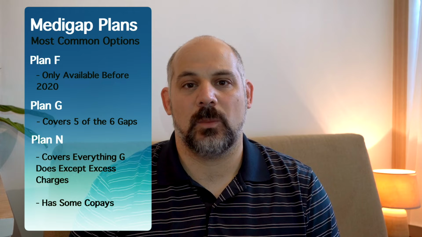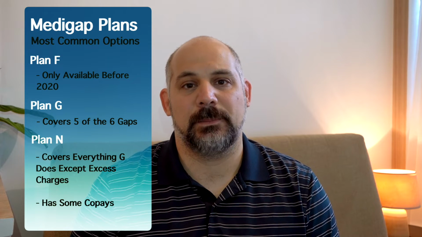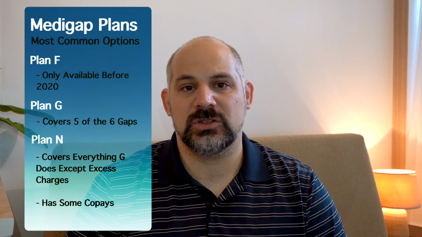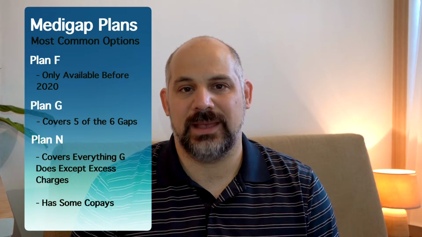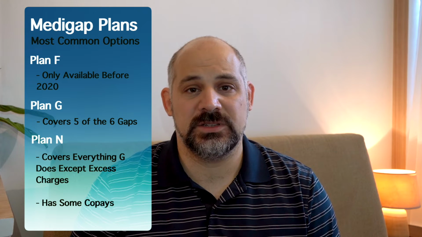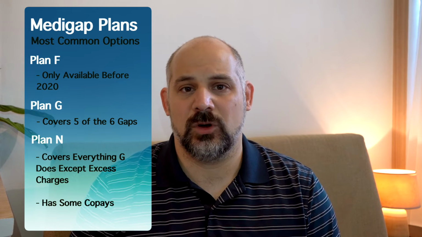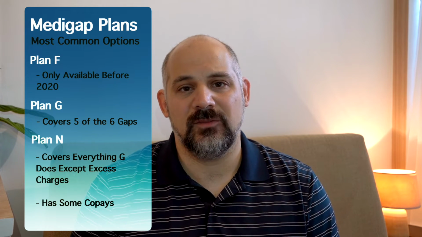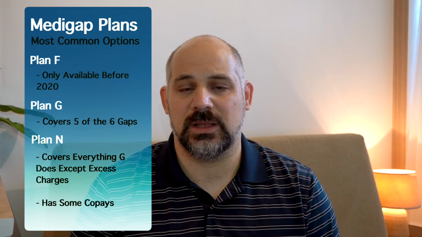The next most comprehensive plan would be MediGap Plan N. And this covers all the same things as Plan G, except for the excess charges with Part B. There's also going to be co-pays for doctor visits and emergency room, where you could pay up to $20 per doctor visit and up to $50 for emergency room visits. Aside from that, the plans are very similar in what they cover.